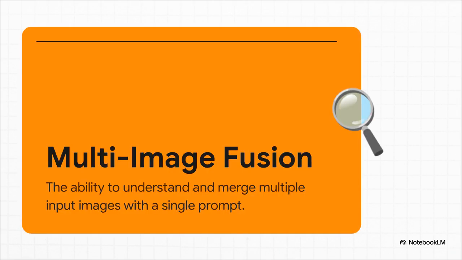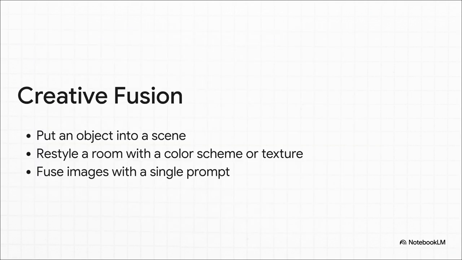And all of this leads to our final superpower, multi-image fusion. This is the ability to take several different images and just seamlessly blend them together into a single, brand new photorealistic image. Just imagine taking an object from one photo and dropping it perfectly into a completely new scene. Or maybe taking the texture from a cool fabric and applying it to the walls of a room in another picture. This is like digital collage on steroids, letting you create completely new realities, all guided by a simple prompt.